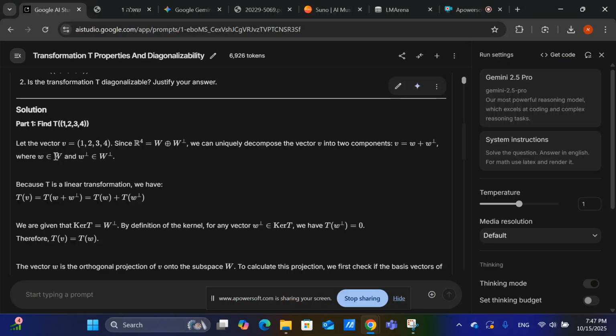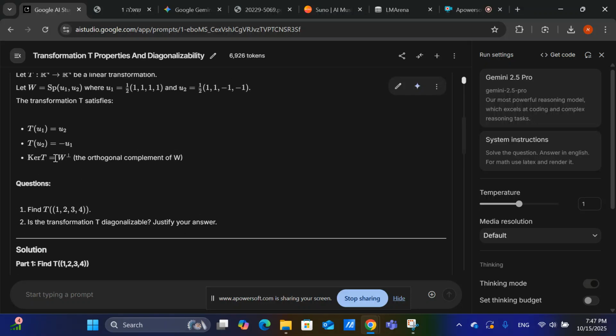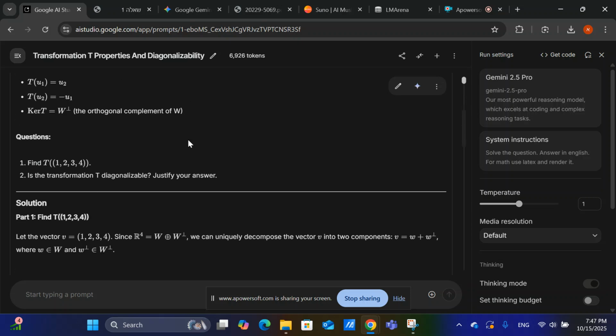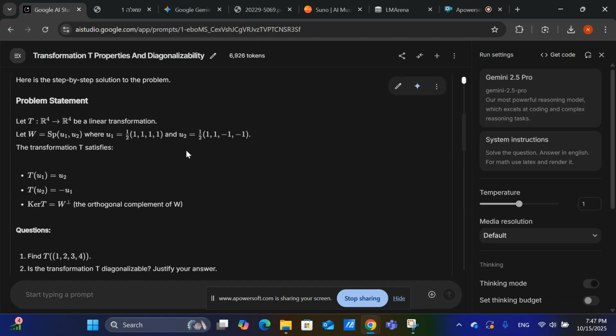W is the vector from W. But we have the base for W. It is spanned by the two vectors U1 and U2. We still don't know if it's a base because we don't know if they're linearly independent. So let's see. And we will want to find the projection onto this. I will tell you this is a base.